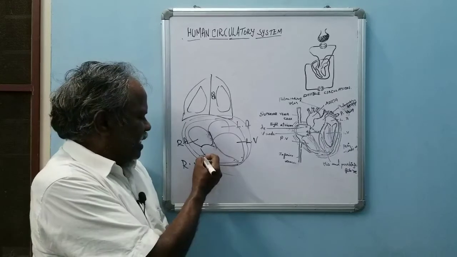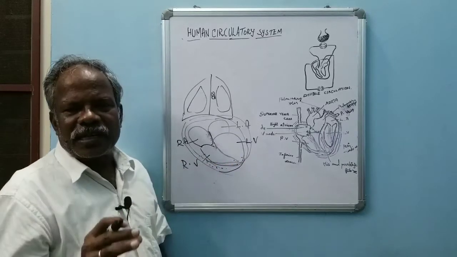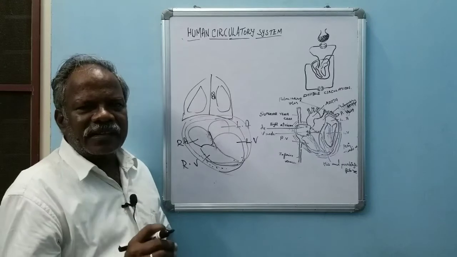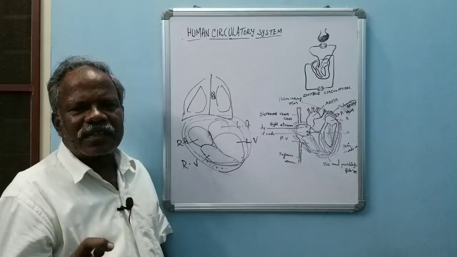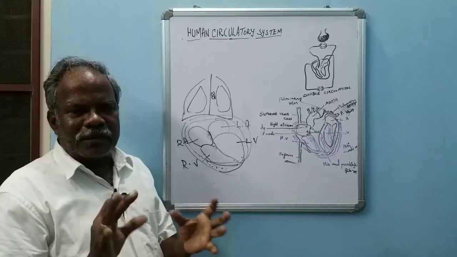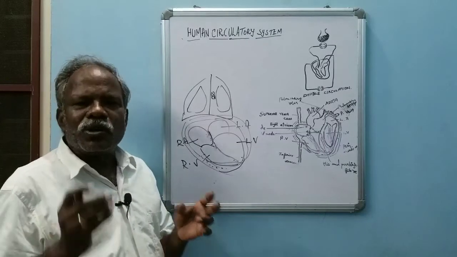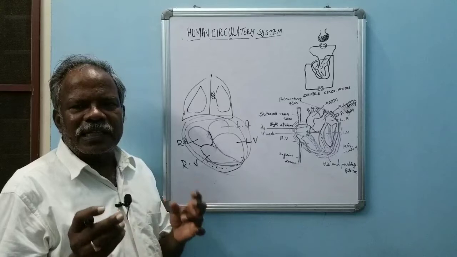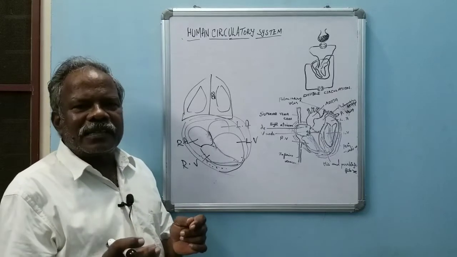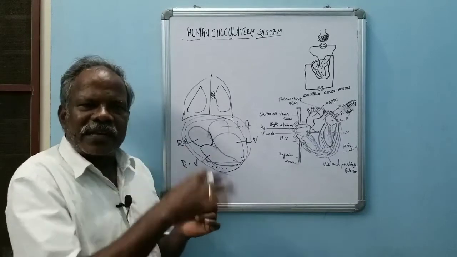In between the cardial walls there is a fluid that is called pericardial fluid. This prevents shock. When we jump, the heart may vibrate, so shock may happen. So the fluid prevents the shock. This is with regard to the covering of the heart.